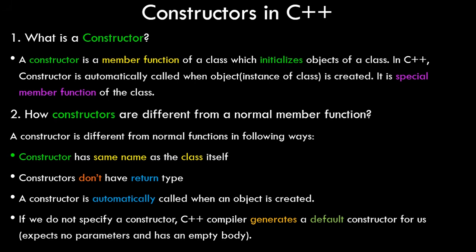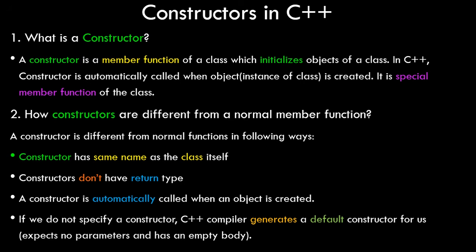Okay, so this constructor is a special function, and what it does is it initializes the object of a class. So when an object is created in the main function, at that time the data members of that class are initialized, and that job is done by this constructor function. In C++, a constructor is automatically called when an object, that is an instance of a class, is created. So it is a special member function of the class.